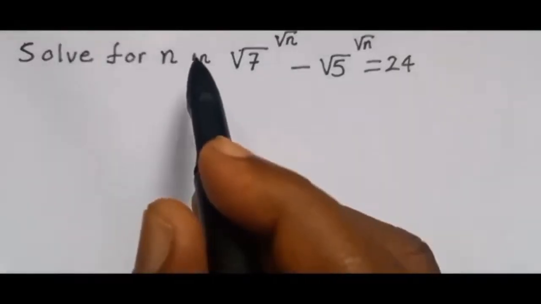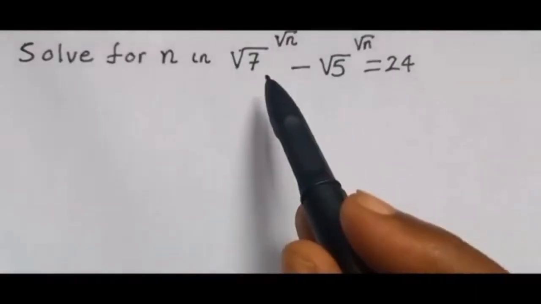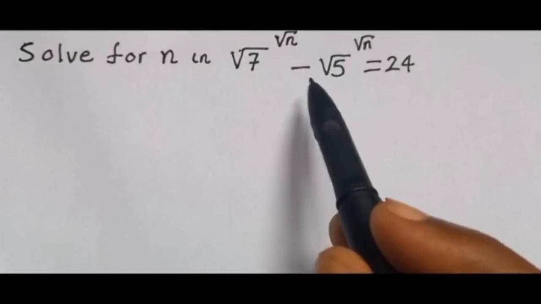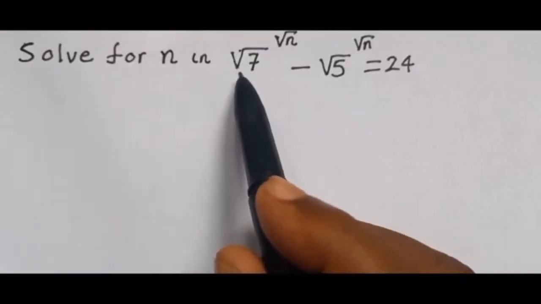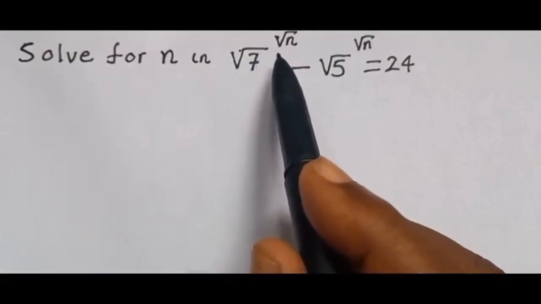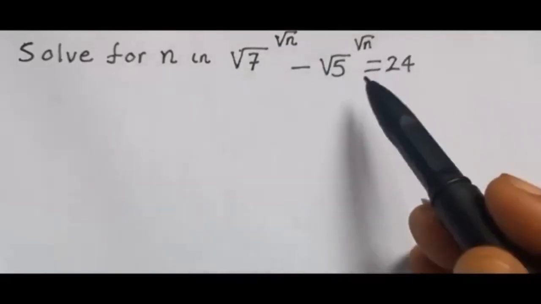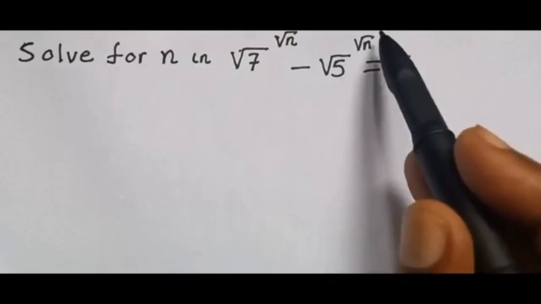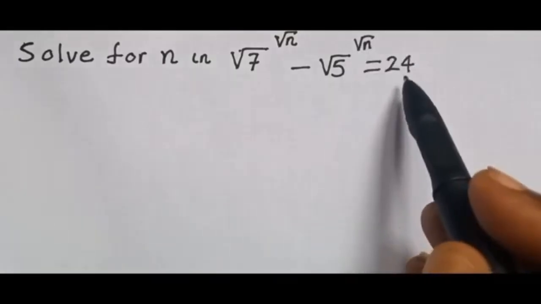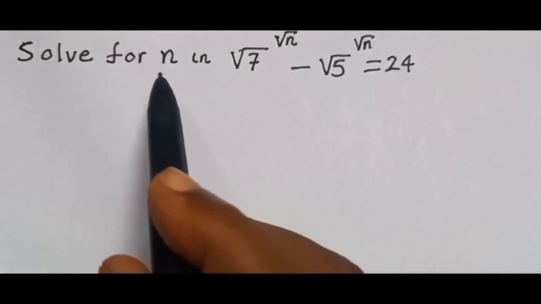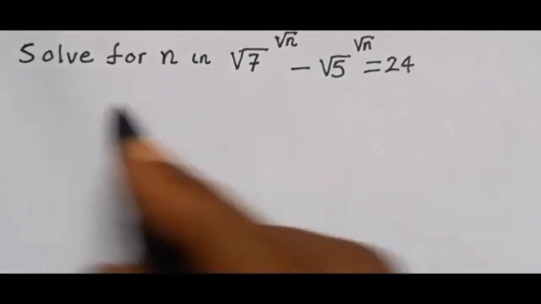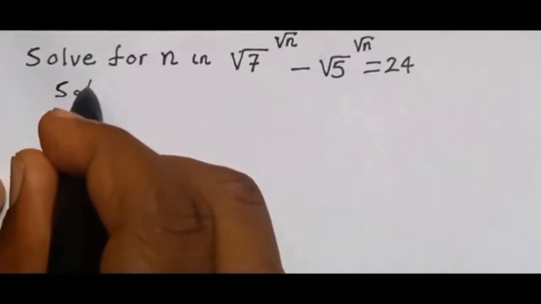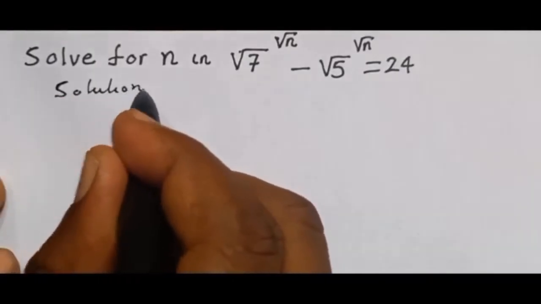With me, as you can see here, we have the exponential equation, which is root 7 raised to power root n minus root 5 raised to root n equals 24. And here we're told to solve for n, to find the value of n. Okay, let us proceed as follows. Solution.